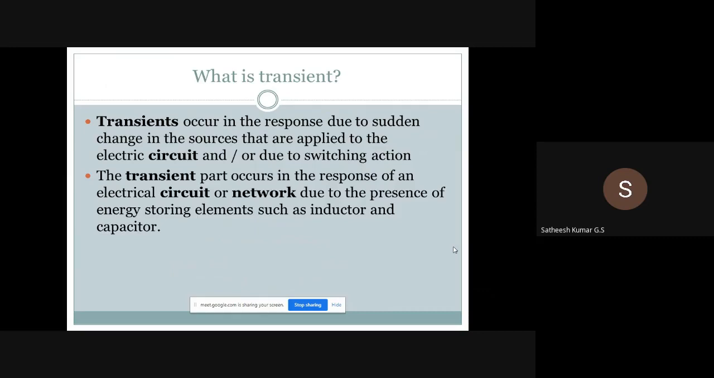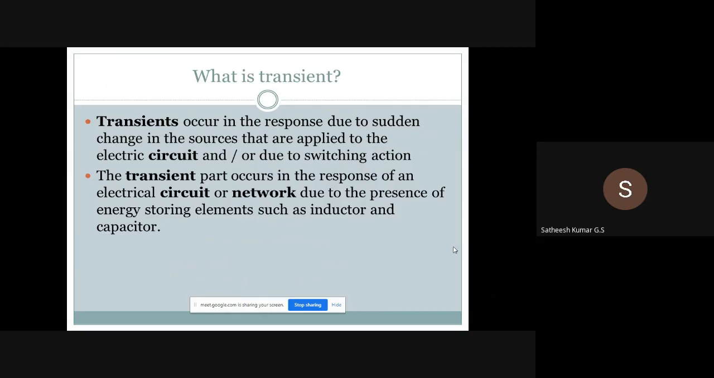So we are analyzing how the transient will occur in the circuit, and what the behavior of the transient in a circuit is. Under the transient condition, how the electrical elements like inductor and capacitor will behave, and how to find out the transient response of the particular given circuit. Here we are going to discuss the series RL circuit and the transient condition of the series RLC circuit in this topic.